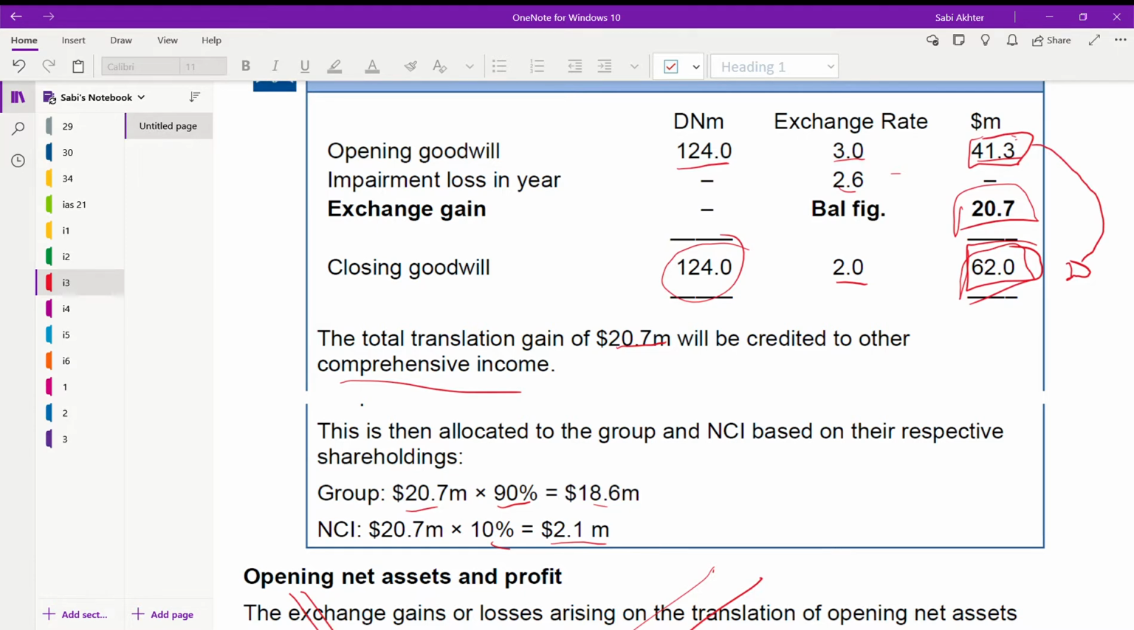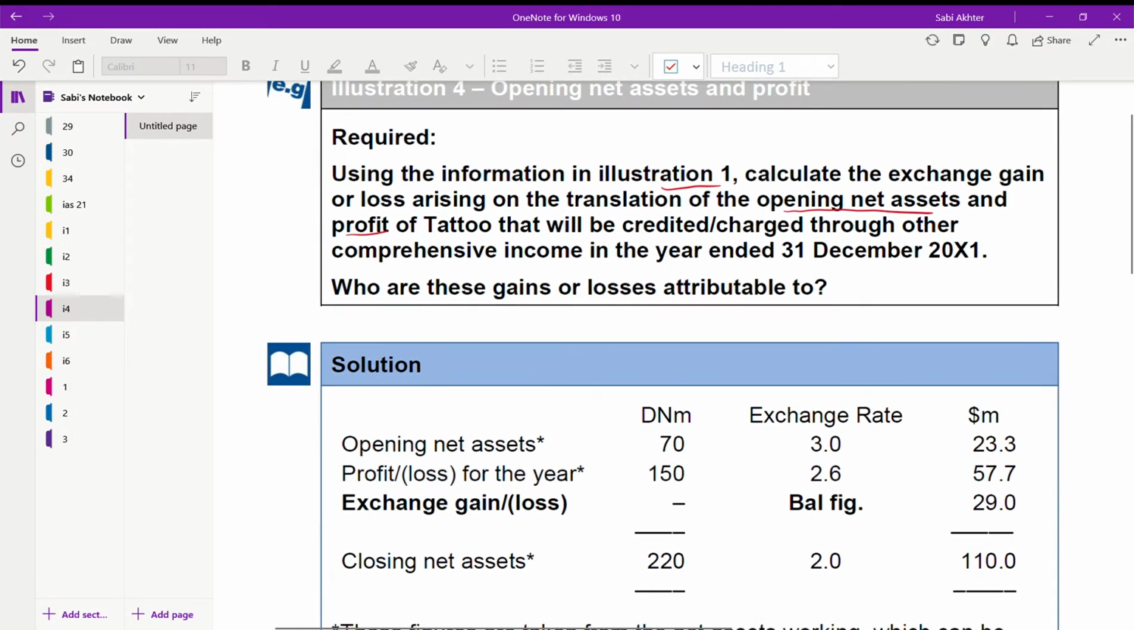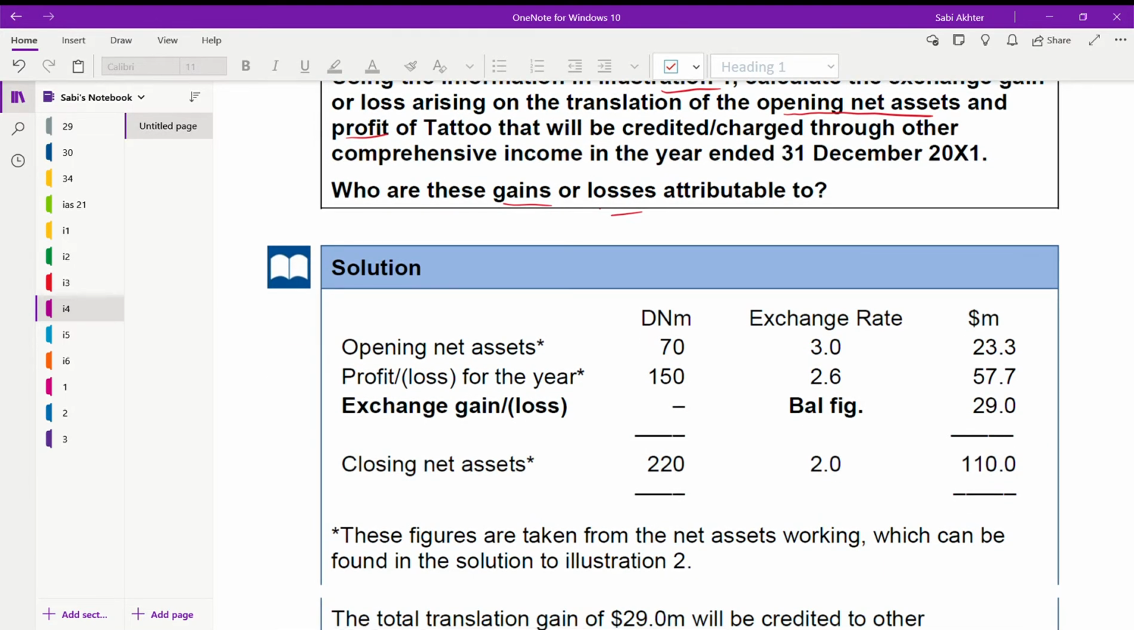Now illustration 4, we are still using the illustration 1 only. You have to calculate gain or loss on the translation of opening net assets and profit. Opening net assets and profit are taken together only, they are not separate. Only goodwill is separate. Okay, so this is also the same question repetition. Gain and losses will go to whom? So the same pro forma you have to follow, except that this is opening net assets and profit, not goodwill and impairment. Okay, and this is also you have to take in their currency first.